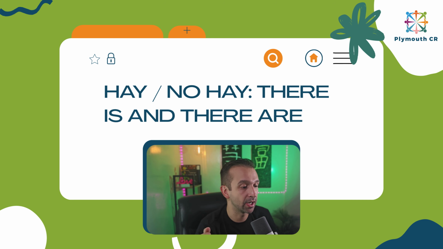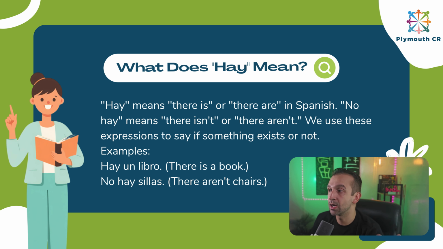Today we're going to be talking about "there is" and "there are" in Spanish, all the different forms, okay? I think it's really useful because we use this structure. In English we use it a lot, but in Spanish we also use it a lot. So let's get started.